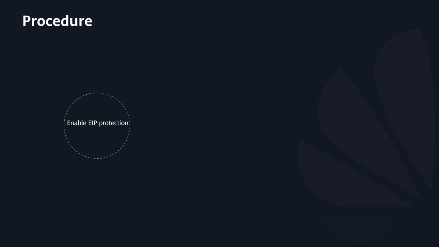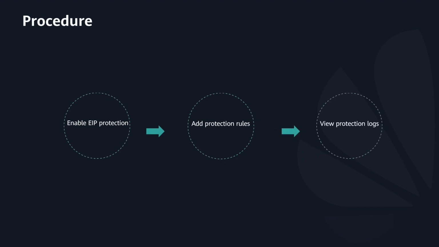First, enable EIP protection. Second, add a protection rule. You need to add a rule to block all inbound traffic and a rule to allow inbound traffic from the EIP. Third, view protection logs.